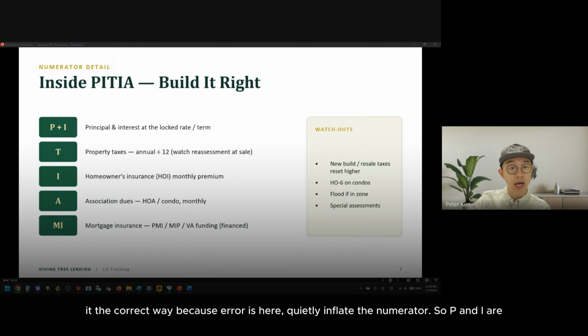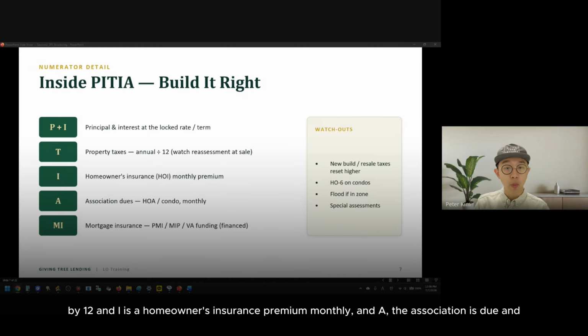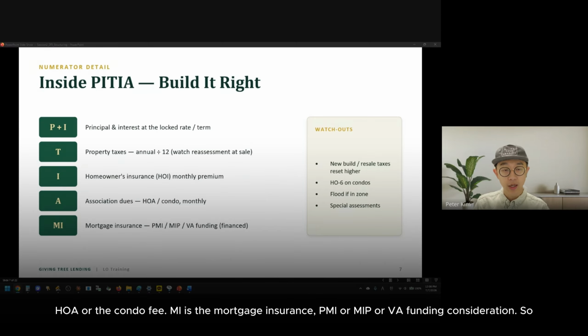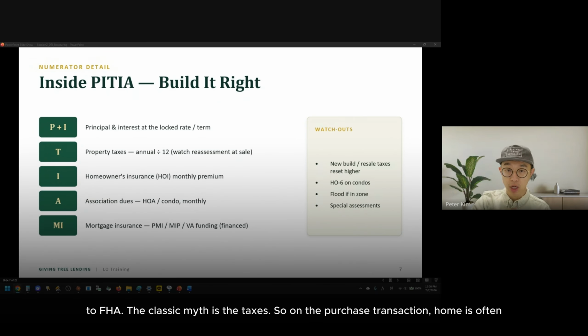So P and I are the principal and the interest at the locked rate and term. T is the property tax, annual divided by 12, and I is the homeowner's insurance premium, monthly. A is the association dues, the HOA or condo fee. MI is the mortgage insurance: PMI, MIP, or VA funding fee consideration. So differentiate private mortgage insurance versus monthly insurance, from conventional to FHA.